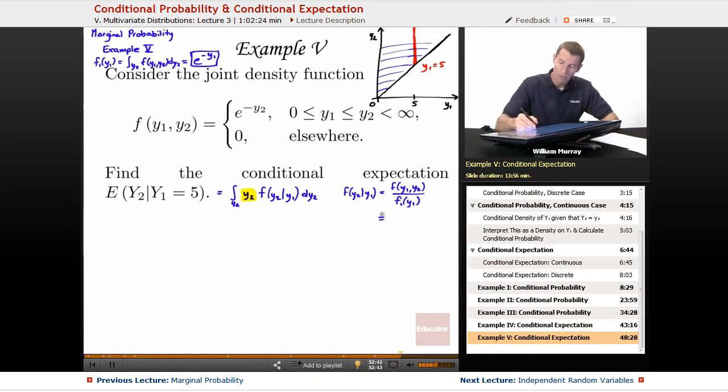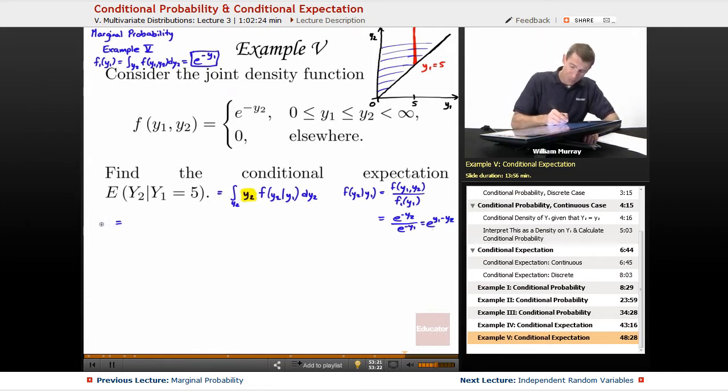And so in turn, f of y1, y2, where was that? Oh, that's e to the negative y2. That was given in the stem of the problem, e to the negative y2. And f1 of y1, that was what we figured out in example 5 of the previous lecture, of the marginal probability lecture. So that's e to the negative y1. And so if we put those together, e to the negative y1, if we flip it up to the numerator, that'll be e to the positive y1. So e to the y1 minus y2. So that's what I'm going to plug in there.